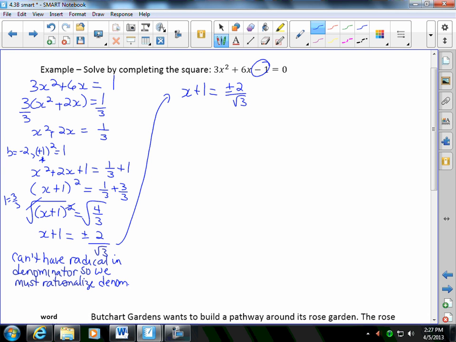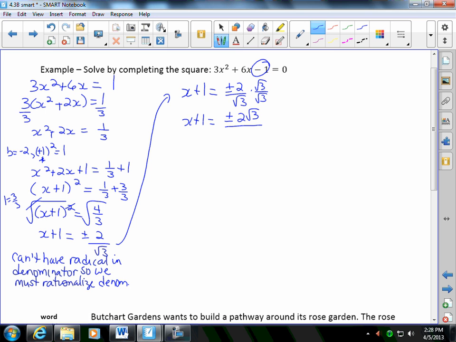Since square root 3 is the radical I want to get rid of, then I multiply by square root 3 over square root 3. Okay, square root 3 over square root 3 is just multiplying by 1. Multiply an equation by 1, nothing changes. Or multiply a value by 1, and nothing changes. So 2 times square root 3 is just 2 square root 3 with my plus or minus.